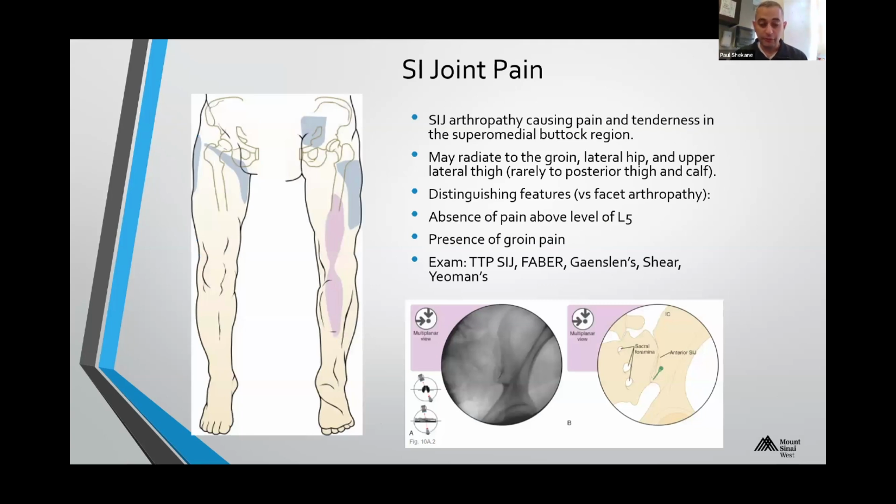An injection can be performed not only to help sacroiliac joint pain, but also to help diagnose it as well. So using fluoroscopic guidance, we introduce a needle into the inferior part of the sacroiliac joint, inject contrast to confirm our placement, and then inject a local anesthetic with a steroid to hopefully help their pain.